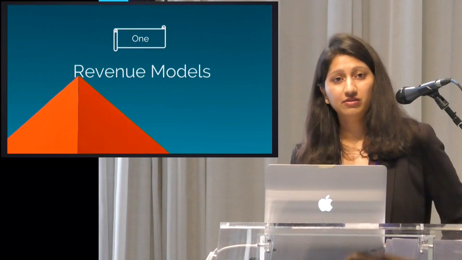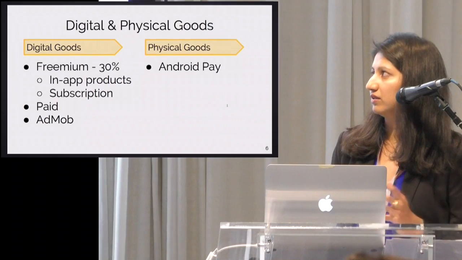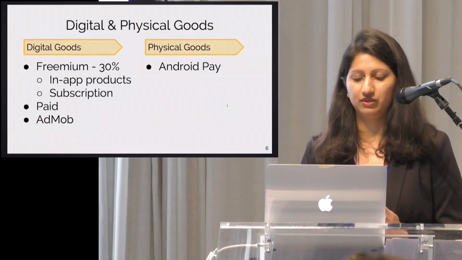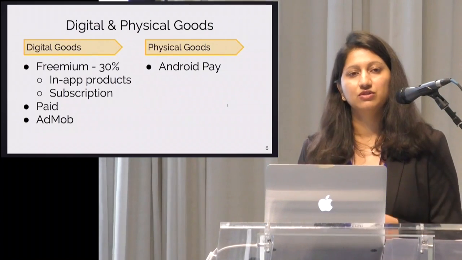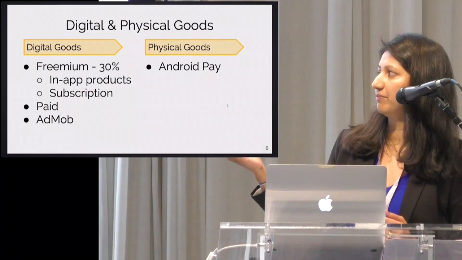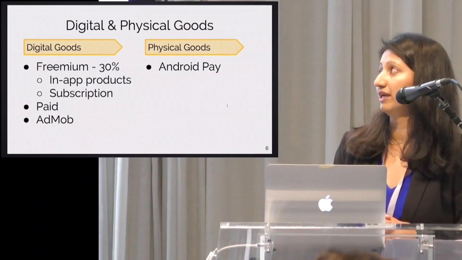So the first thing you're going to learn, revenue models. Google differentiates what kind of payment system you can use based on the type of goods. If it's digital goods, then you would go with these 3 models: freemium, paid, or AdMob. If it's physical goods, you would go with Android Pay.